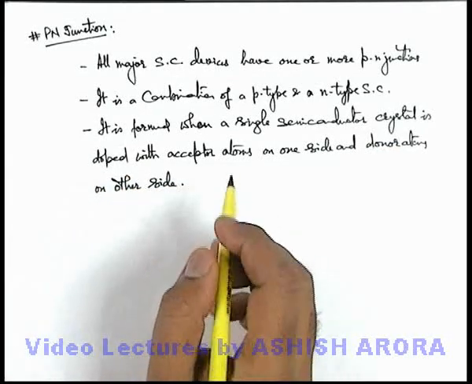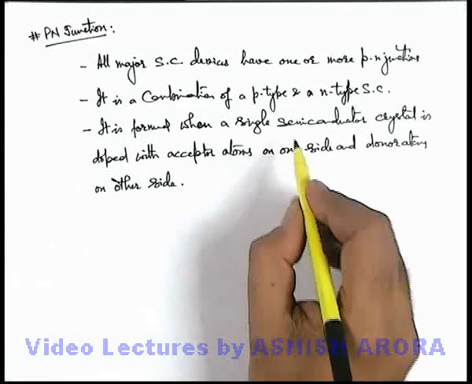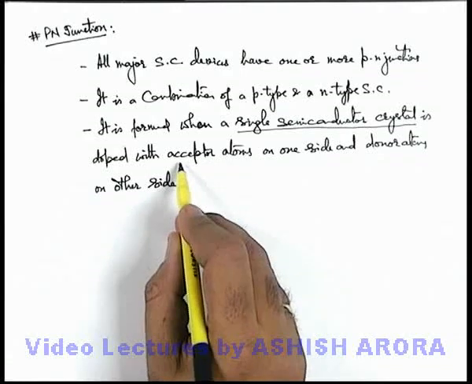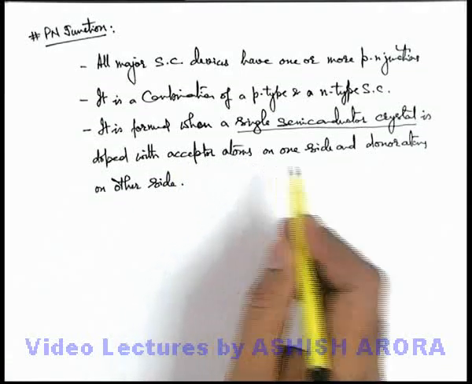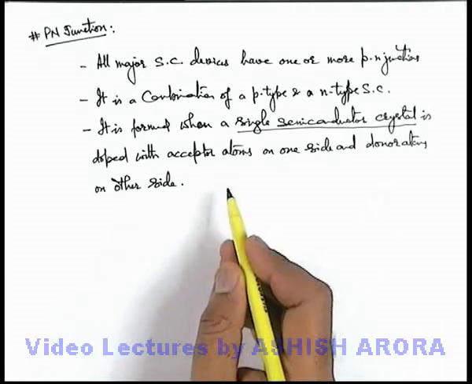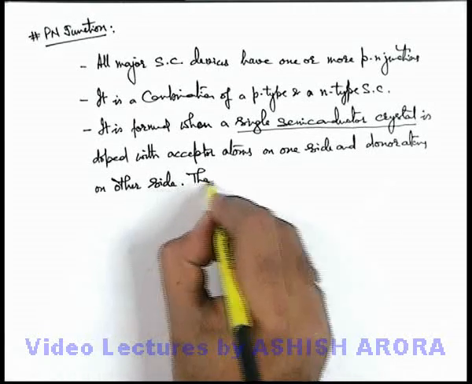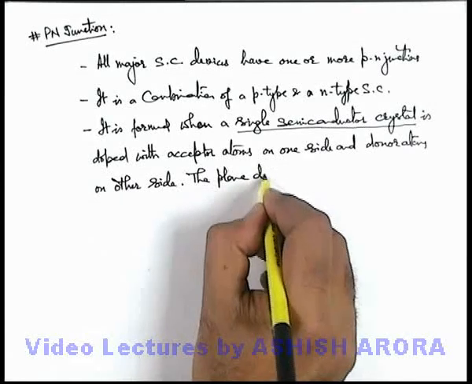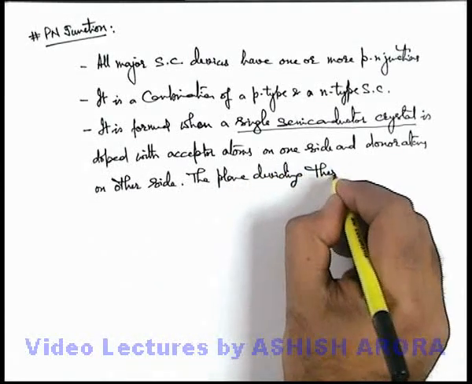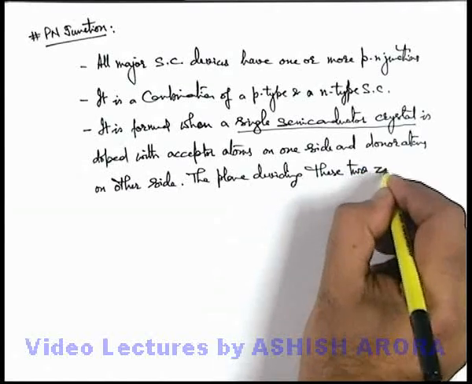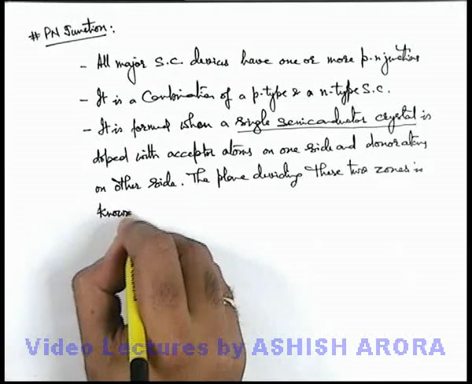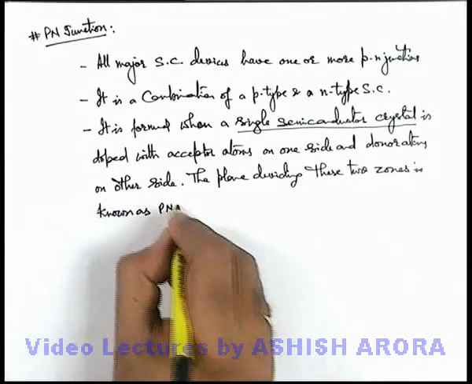Always remember that a PN junction is formed in a single semiconductor crystal when its one side is doped with the acceptor atoms, that is P-type impurity, and on the other side donor atoms are added, that is N-type impurity. And here we can write the plane dividing these two zones is known as the PN junction.